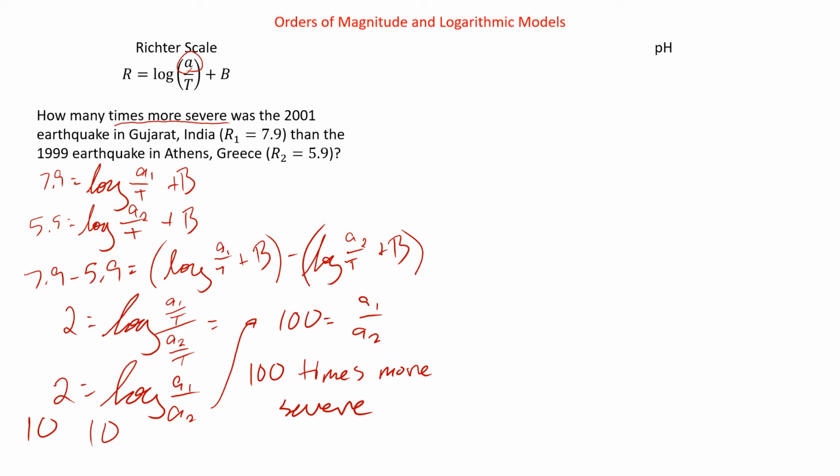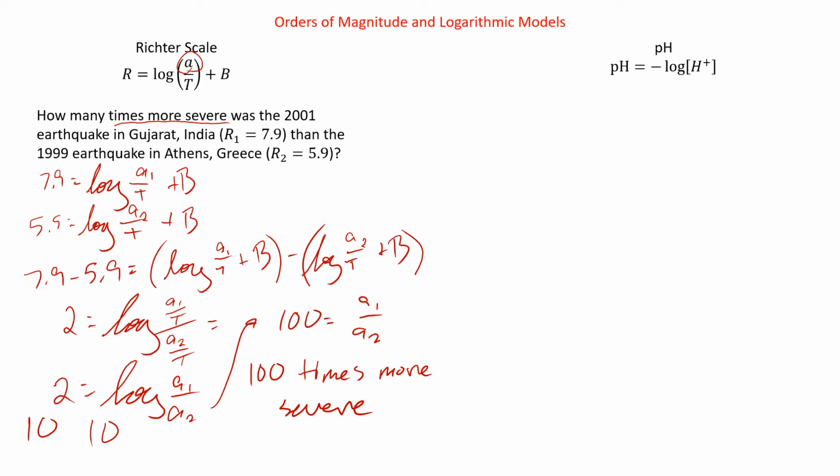pH. pH is another thing that we use logarithmic models for. And the pH equation is equal to the negative log of H plus, in square brackets, which is kind of a weird thing. That's a chemistry deal. It's the concentration of hydrogen ions in something. So it's negative log the concentration of hydrogen ions.